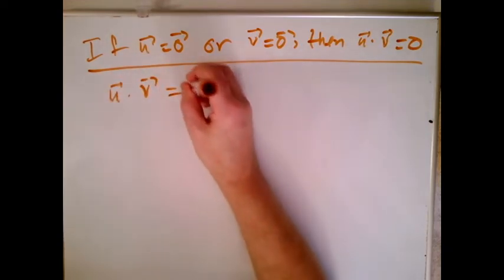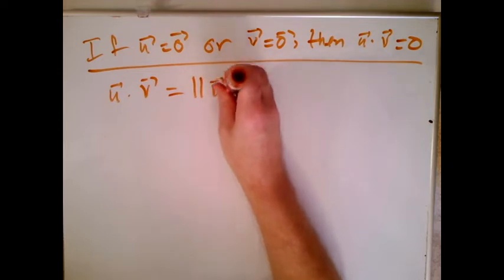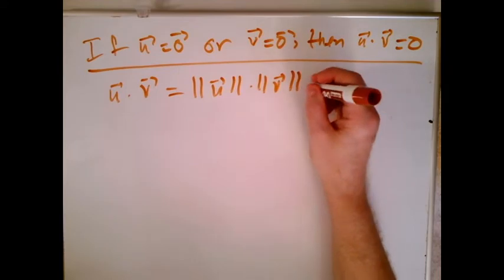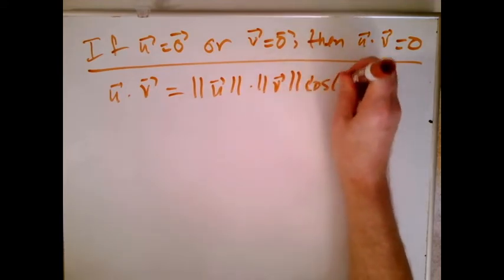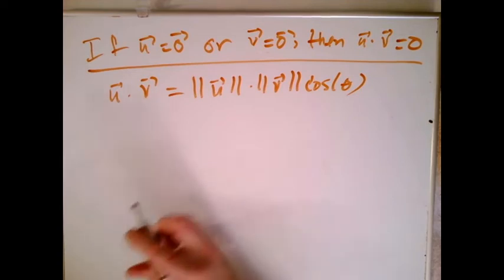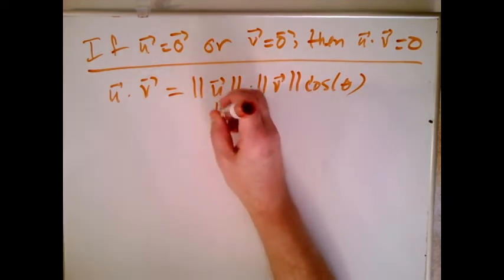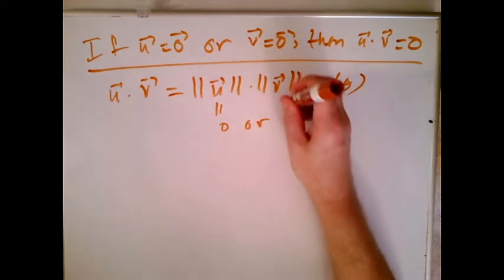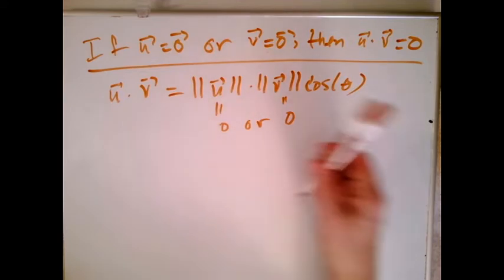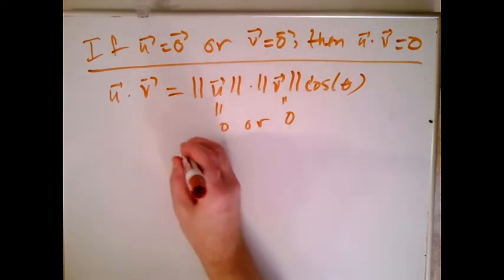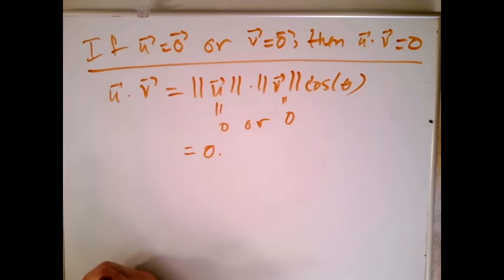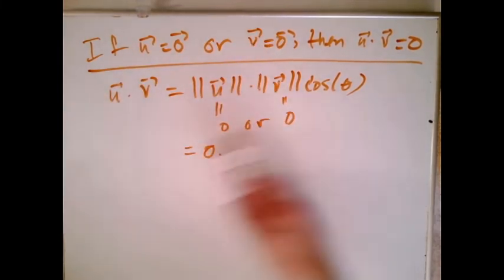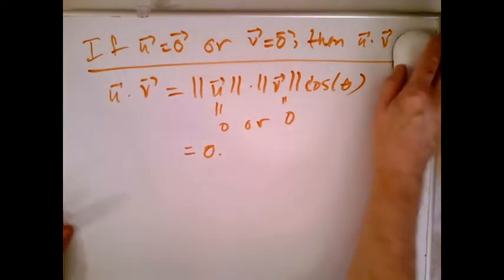Remember, the definition is the length of u times the length of v times the cosine of the angle between them. Well, if u equals 0, that's going to say this equals 0. Or if v is a 0 vector, that says this equals 0. In either case, we either get 0 times something or something times 0. In either case, we wind up getting the 0 number, which is really all we wanted to show. So if u is the 0 vector or v equals 0 vector, we calculate the dot product and we get the 0 number. That's the very first thing.